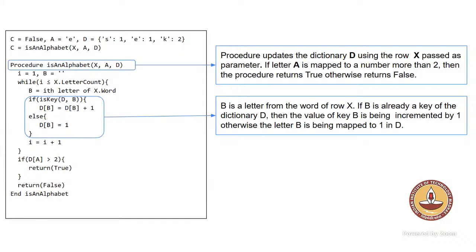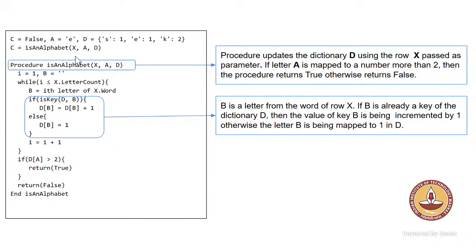This is a simple question only. We are starting from here. Whatever you can see in the square box, that is our main code. Initially you can see C value is false, and A is a character, that is E, and D is a dictionary. The next line is C equal to is an alphabet of X comma A comma D. That means we have to execute the procedure is an alphabet to update the value of C.